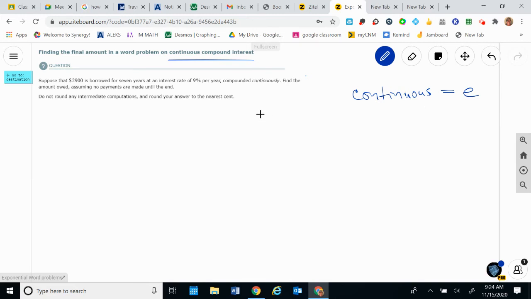This is called the PERT formula, and it's A is equal to P times e to the rt. You can see that it's basically similar to what we were doing before.